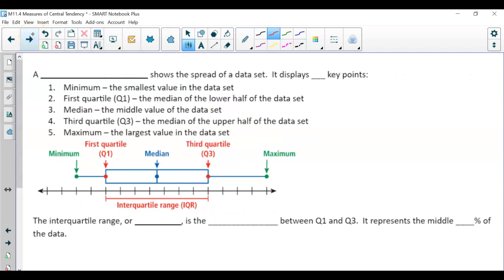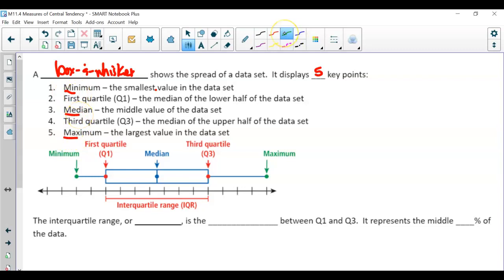So now we're going to practice again using the graphing calculator, but to create and look at what we would use as our box and whisker plot. So a box and whisker plot is just another way of showing the spread of the data set. And we're only going to focus on 5 key points here. So notice how we just need the minimum, the maximum, the median.